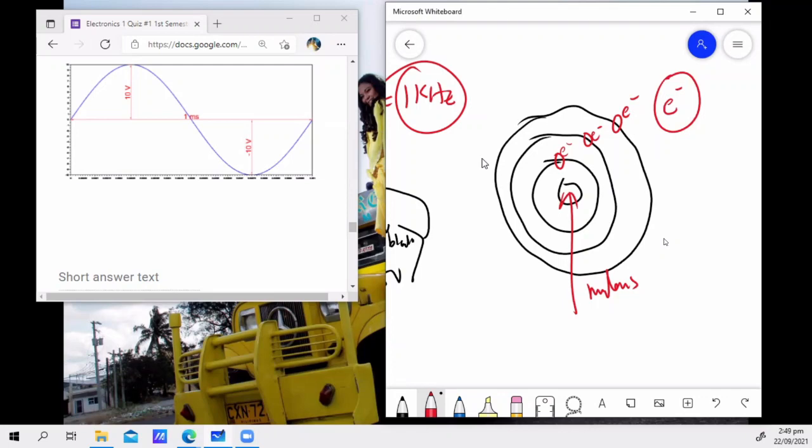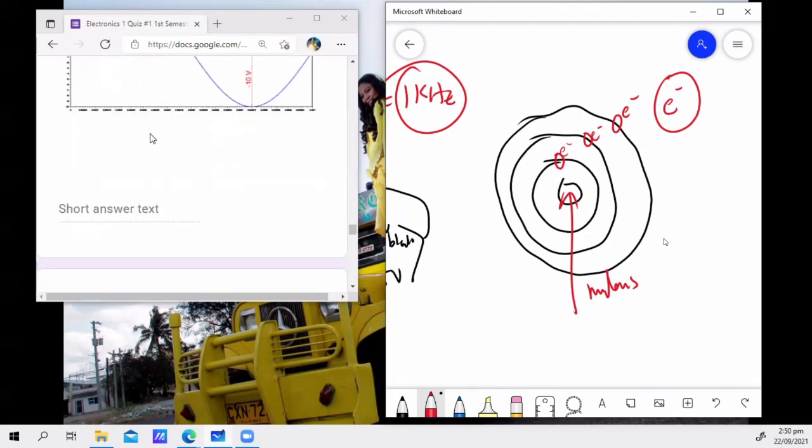And dito sa question, ang kino-compare natin, yung free carrier, yung nakawala, tsaka yung valence electron. Alin daw ang mas mataas? Mas mataas ang energy ng free carrier. Kaya nga siya nakawala kasi it has gained sufficient kinetic energy. Okay? So next.